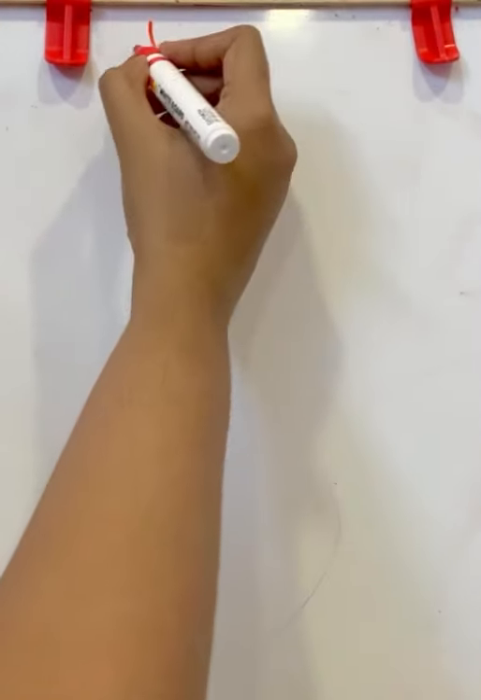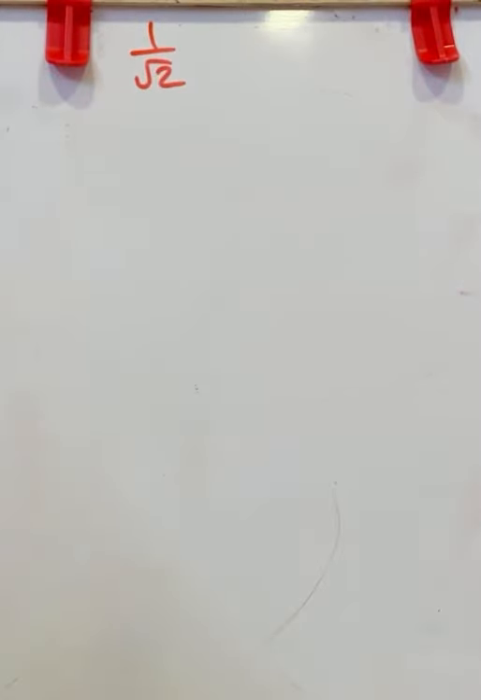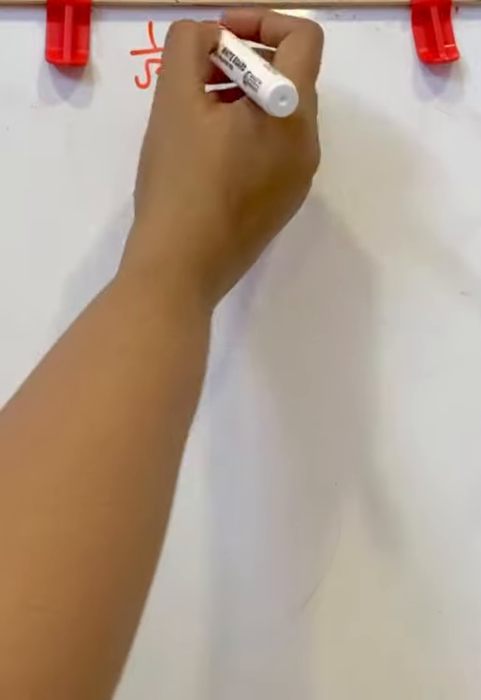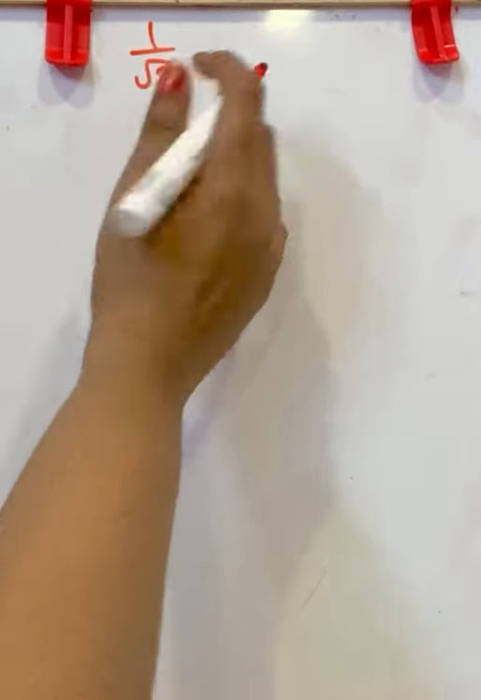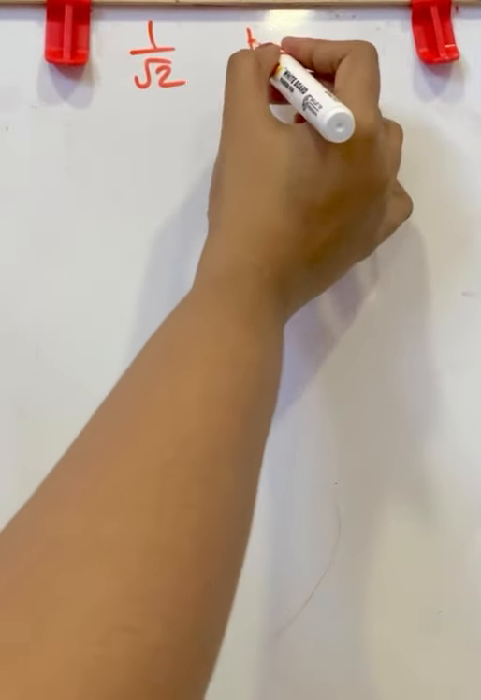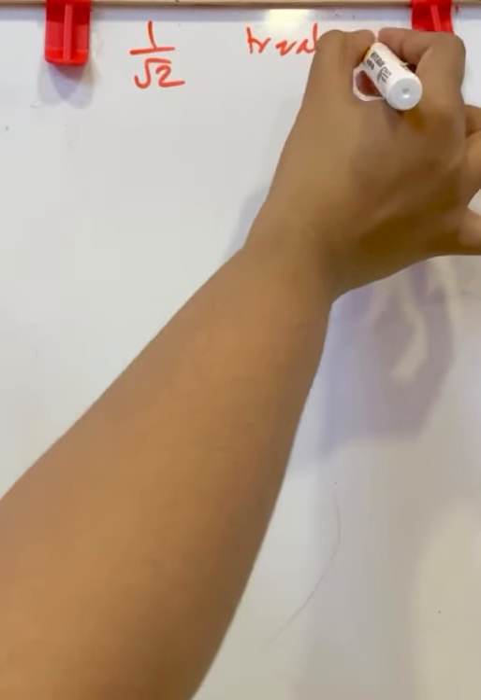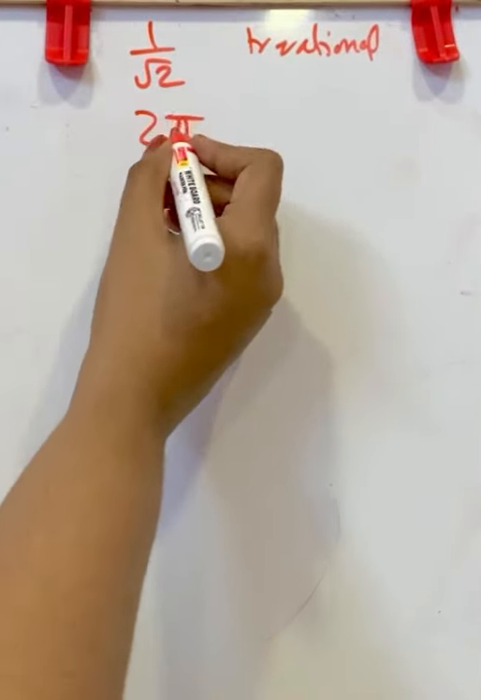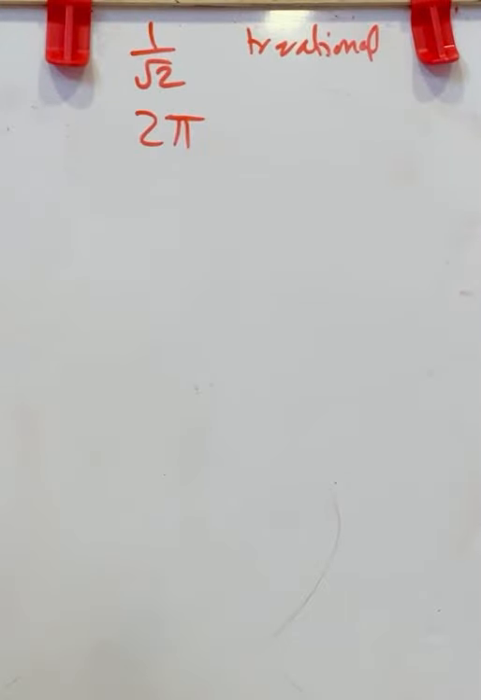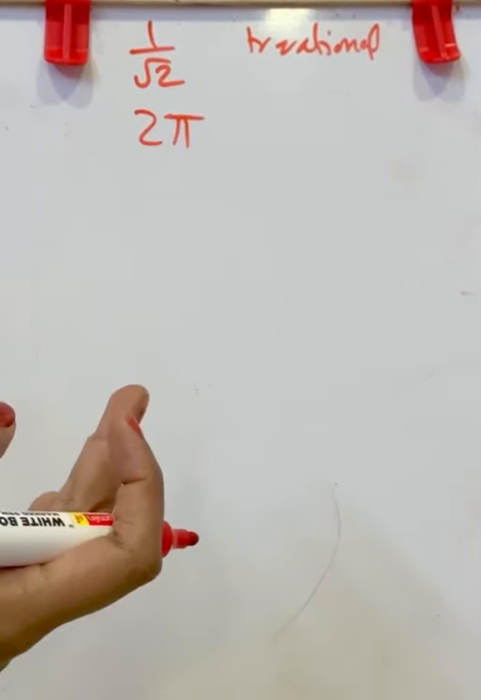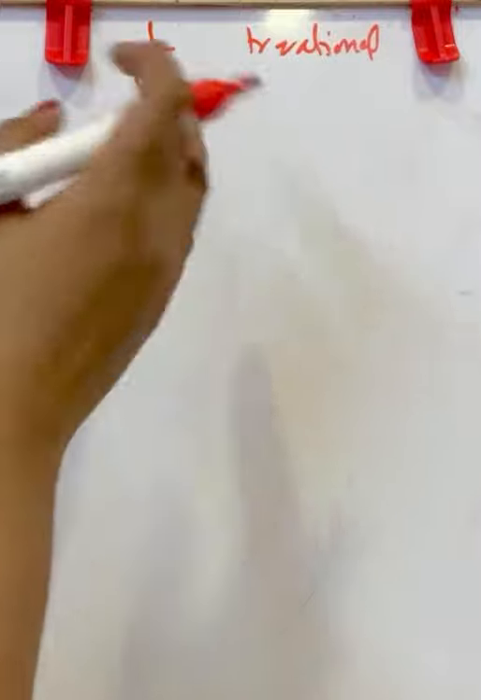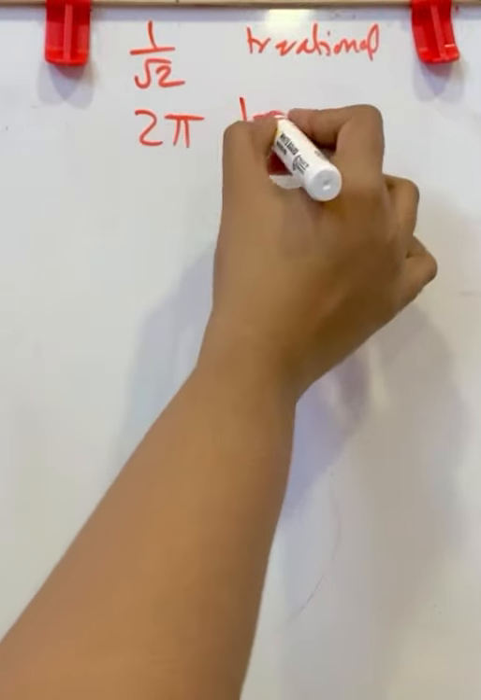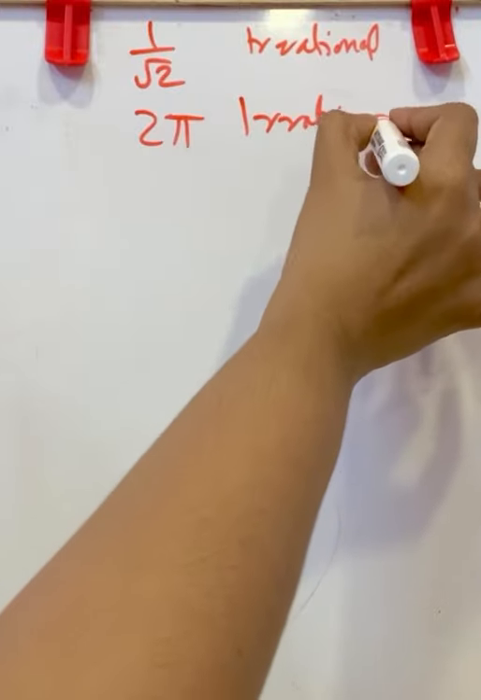Next is 1 by root 2. Here this is an operation with irrational number. So the result is, we know root 2 is irrational. So this result will be also irrational. Now next is 2 pi. We know the value of pi is irrational. That is non-terminating and non-recurring value. So that into 2, the result will also be an irrational. So here we will write it as irrational.